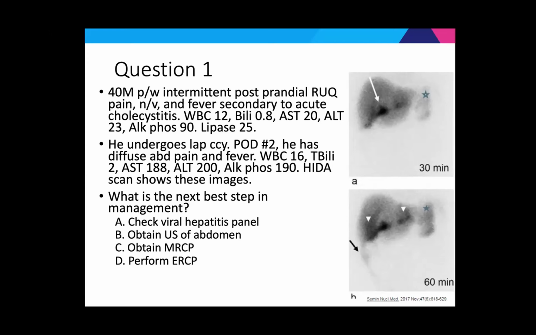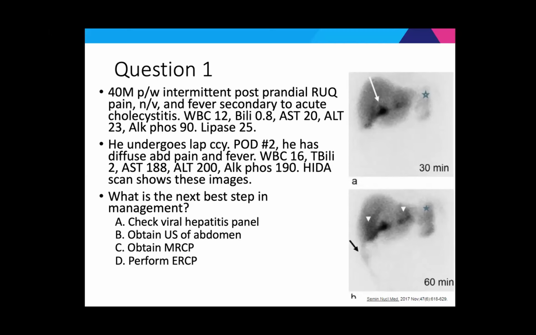HIDA scan shows the following images on the right. What is the next best step in management? Is it A, check a viral hepatitis panel, B, obtain an ultrasound of abdomen, C, obtain MRCP, or D, perform an ERCP? So let's go through this question together.